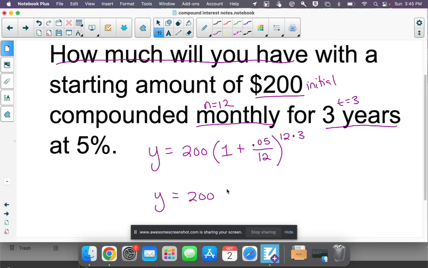So 200 times 1 plus 0.05 divided by 12, raised to the 36th power. And again, you are going to want to put that in 0.05 divided by 12. Hit your fraction button for that.